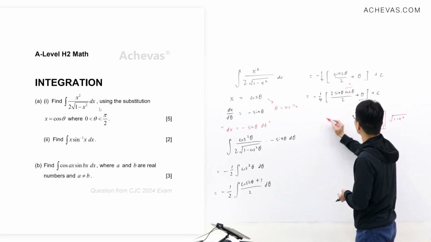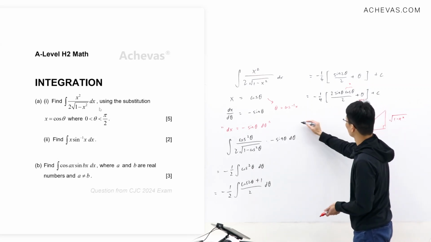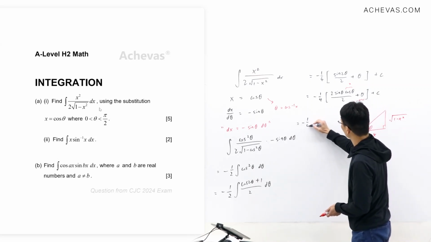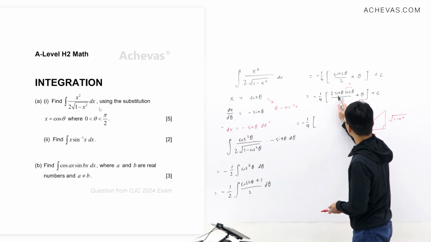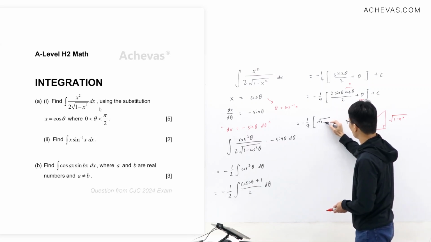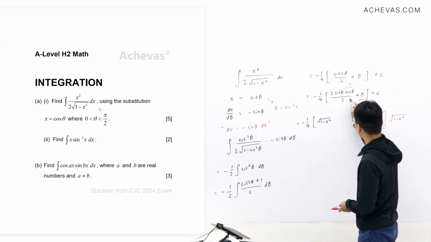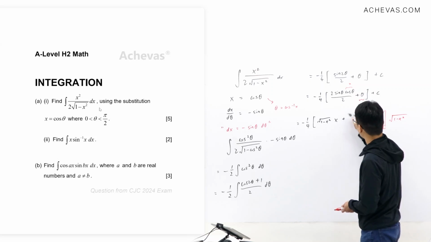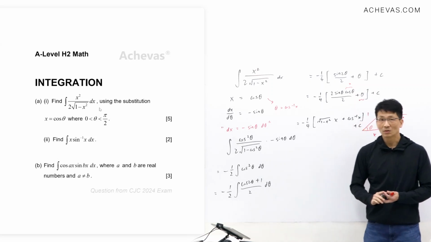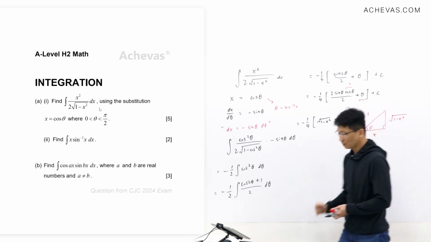So therefore, now we can do the replacement. So I get minus 1/4. Sine theta will be square root 1 minus x squared, and cosine theta is the same as x, and theta is the same as cos inverse x, plus c. Right, so this will be the first part of the question.